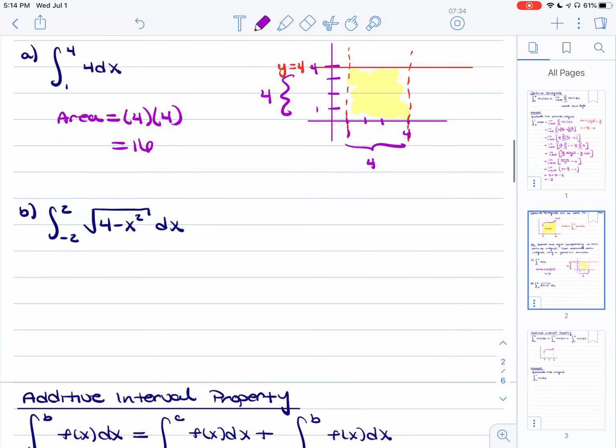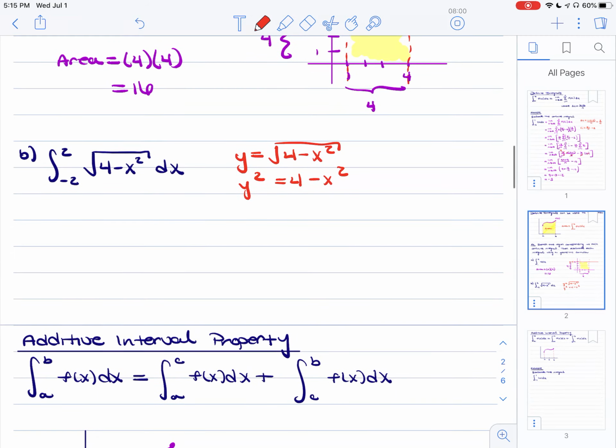All right, let's do one more like this. The integral from -2 to 2 of the square root of 4 minus x squared dx. For this one, we have to remember, first of all, what type of equation we're looking at. If we have our function y is equal to the square root of 4 minus x squared, and we square both sides, that would give us y squared is equal to 4 minus x squared, or rearranging it, y squared plus x squared is equal to 4. So you may remember that this is the equation of a circle that has a radius of 2.